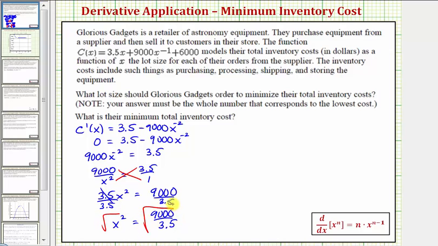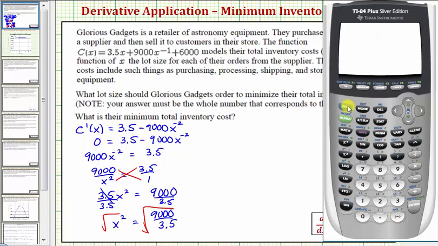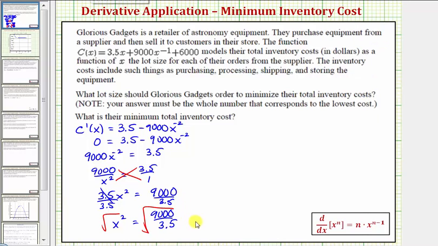Now algebraically, we are going to have a positive and negative solution here, but because we know x cannot be negative, we'll only find the positive solution, or the principal square root. So now we'll go to the calculator. So we have x equals the square root of 9,000 divided by 3.5. Again, our answer must be a whole number, so we'll say our critical number is approximately x equals 51. So we have one critical number, which is x is approximately 51.